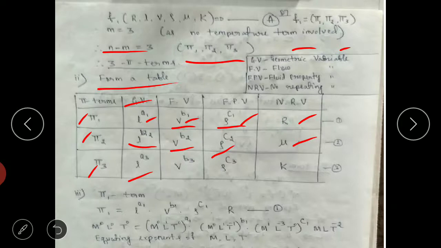Then in the pi 3 term we have L raised to a3, as it is the third term, then v raised to b3, rho raised to c3, and the last non-repeating variable. So these three are forming three equations. Write them down like this. First, the pi 1 term is found by writing the first equation like this. Pi 1 is equal to L raised to a1, v raised to b1, rho raised to c1 into r.